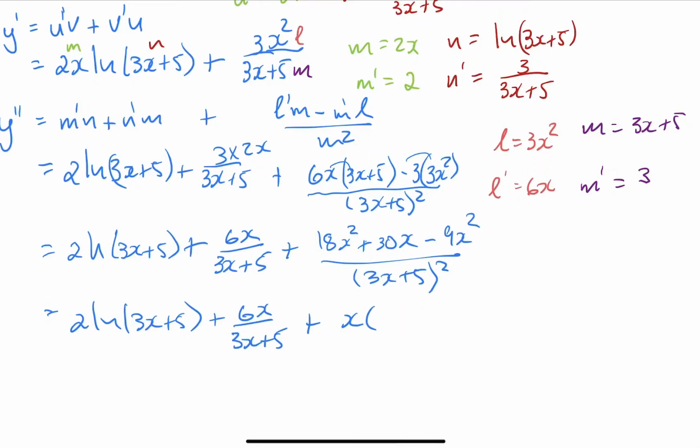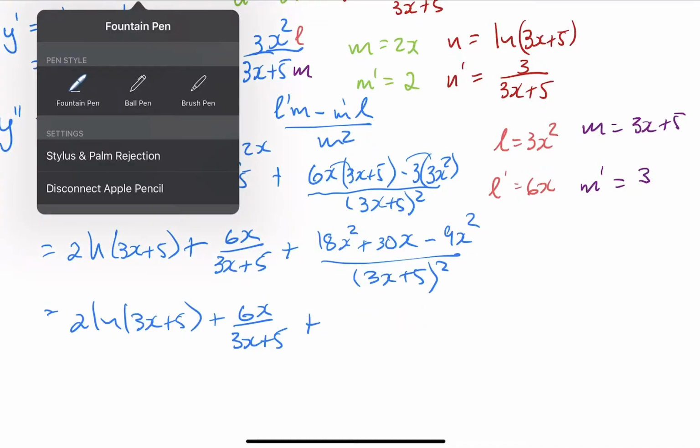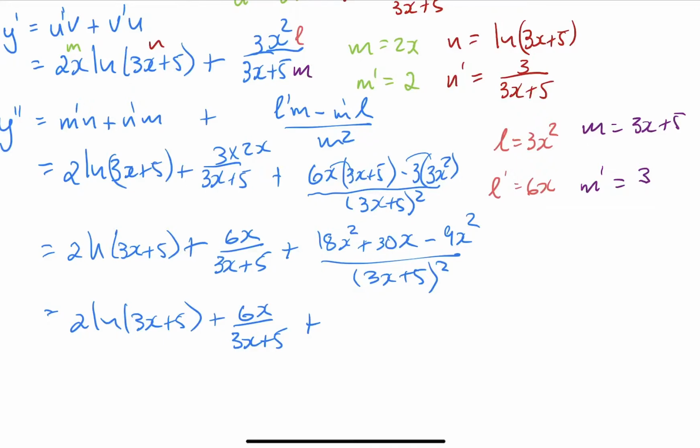I just want to save time by taking shortcuts. 18x squared take away 9x squared is 9x squared. So with 9x squared and 30x, I'm going to take out 3x as a common factor. 3 goes into 9 three times, so I'm left with 3x. 3 goes into 30 ten times, divided by 3x plus 5 squared. And that will be my second derivative.